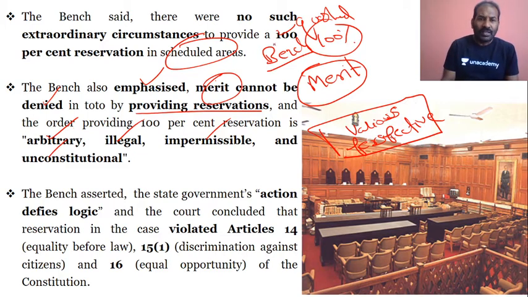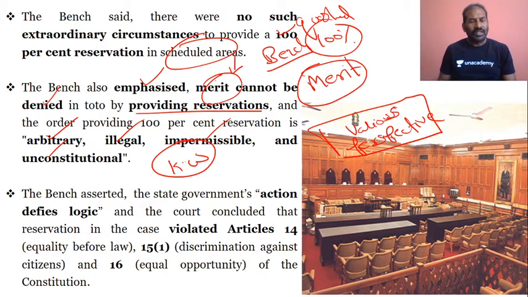So look at the various keywords the Supreme Court has taken into consideration just by using the word merit. Using merit, the 100% reservation is arbitrary, that is one-sided, and then illegal. It says illegal also, impermissible and unconstitutional. So merit is very important when it comes to this judgment, right?